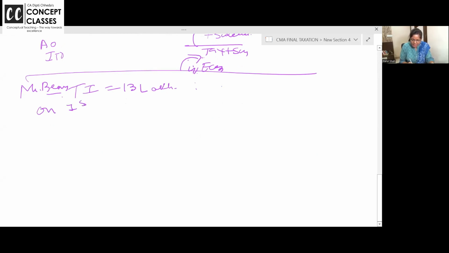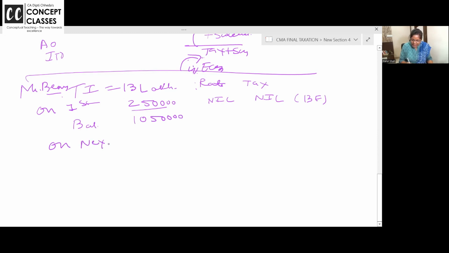On first 2,50,000, the rate and the tax. So on first 2,50,000, the rate is nil and the tax is nil. Are you all getting why? Basic exemption. If you want, you can write BE. No tax at all. Now, how much is the balance left? How much is the balance left? 10,50,000.